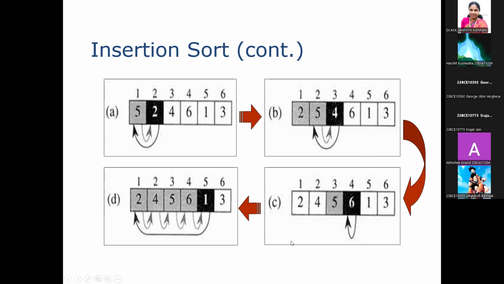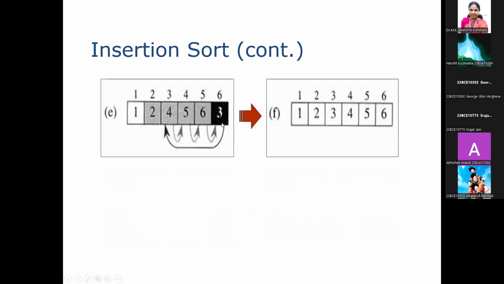Then 3 is taken. 3 will be compared with 6, greater. Again 3 is compared with 5, 5 also greater. 3 is compared with 4, 4 also greater. Then 3 is compared with 2, 2 is smaller. So 2, 3 should come here. So in that way, we are sorting all the elements.